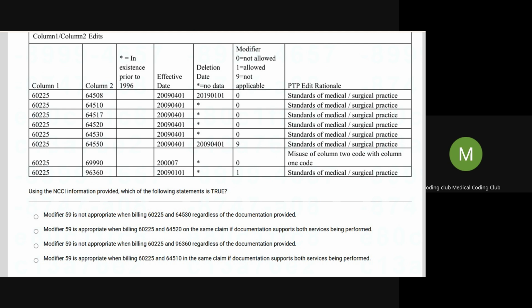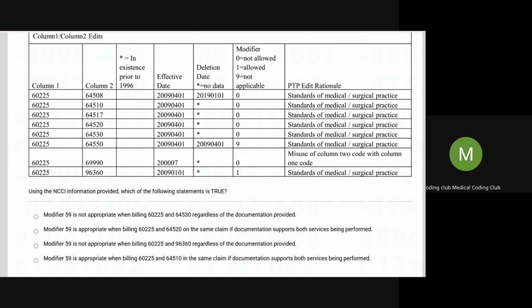Here you can see there is a column 1 CPT code set and a column 2 list of CPT code set. Now you need to understand what column 1 is. Column 1 codes are called comprehensive codes. Column 1 is the primary or comprehensive code, considered the larger or more inclusive service.